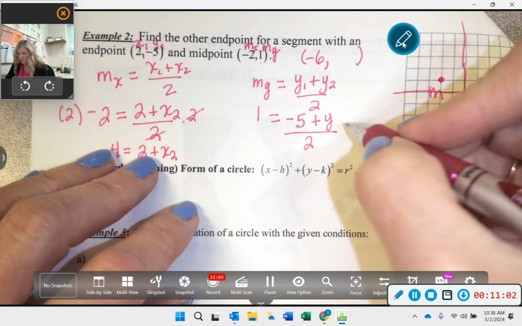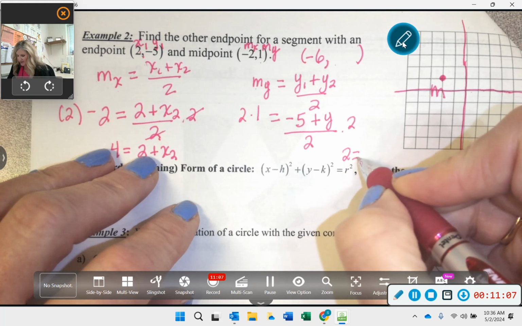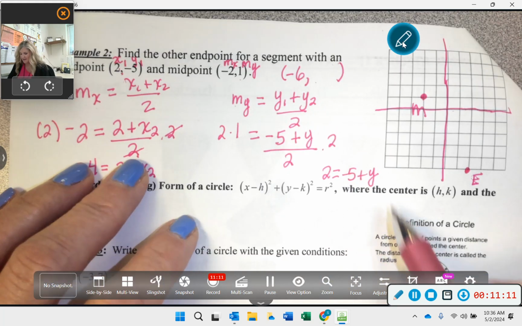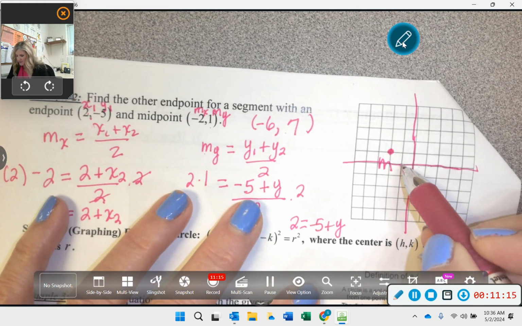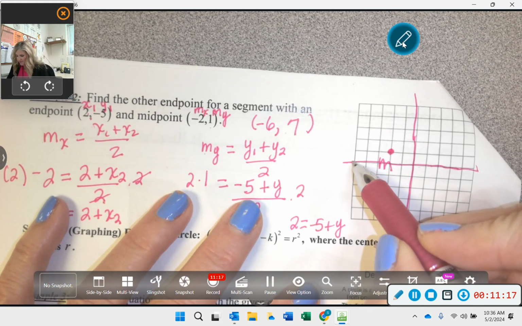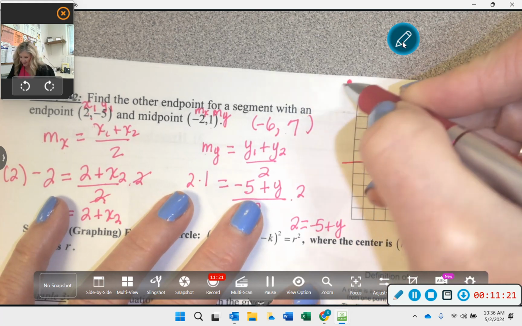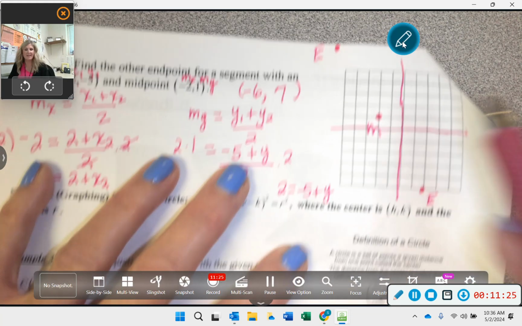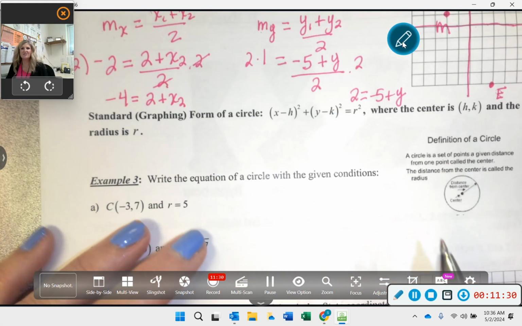What do I do now? Multiply by 2. I get 2 equals -5 plus y. What's y going to be? 7. So I'm saying the other endpoint should be 1, 2, 3, 4, 5, 6, and up 7. Right about there. Does it look pretty good? Yeah. And there we go. There's the other endpoint. Questions?